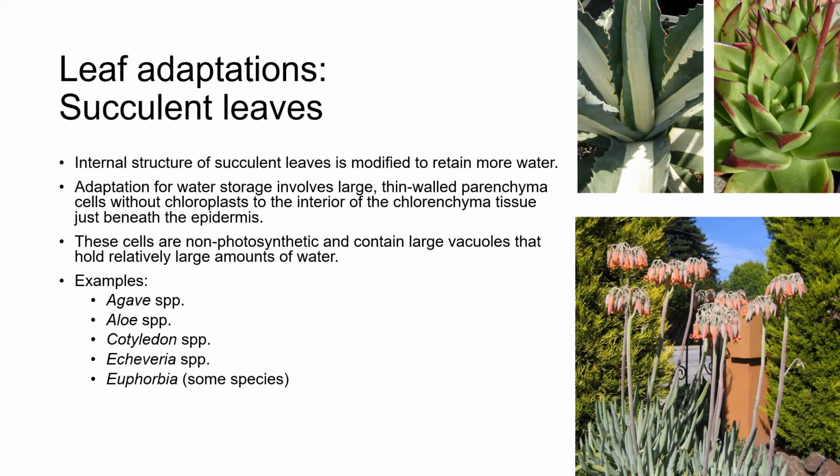The internal structure of succulent leaves is modified so that it retains more water than the leaves of non-succulent plants do. This adaptation involves large, thin-walled parenchyma cells that don't have chloroplasts, that are just to the inside of the epidermis. These cells are non-photosynthetic, and they contain large vacuoles that hold relatively large amounts of water. Examples of succulents are agaves, or most agaves, aloes, cotyledon, echeveria, and some of the euphorbia species.